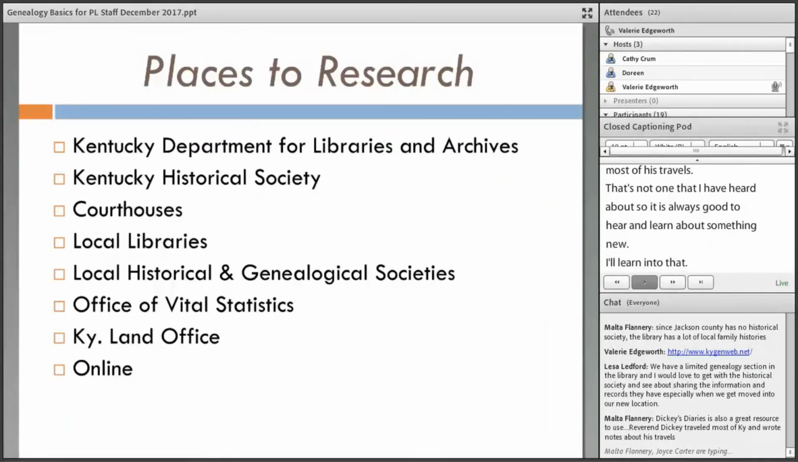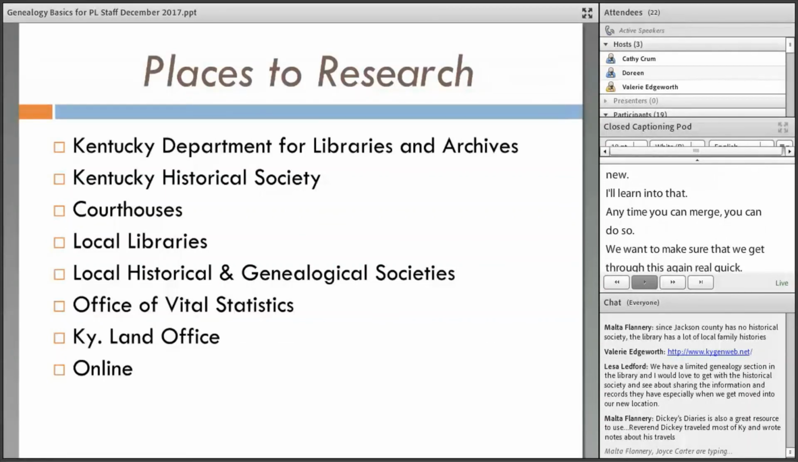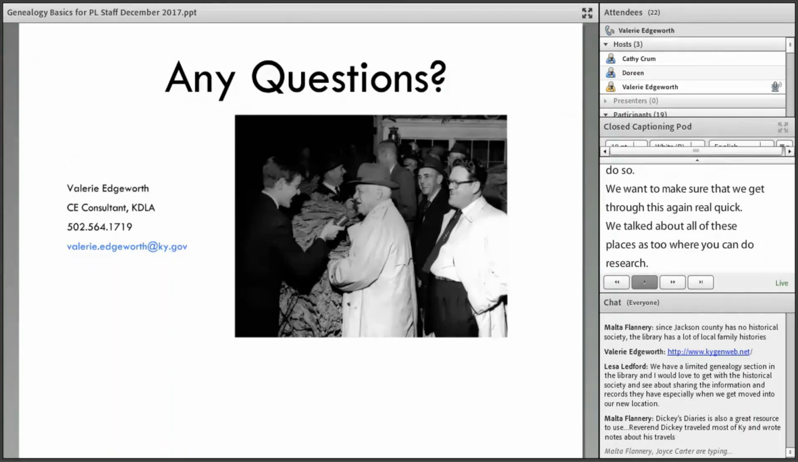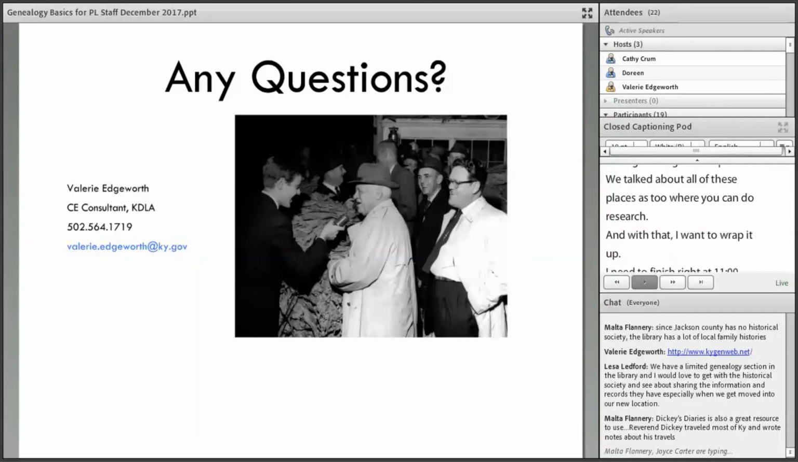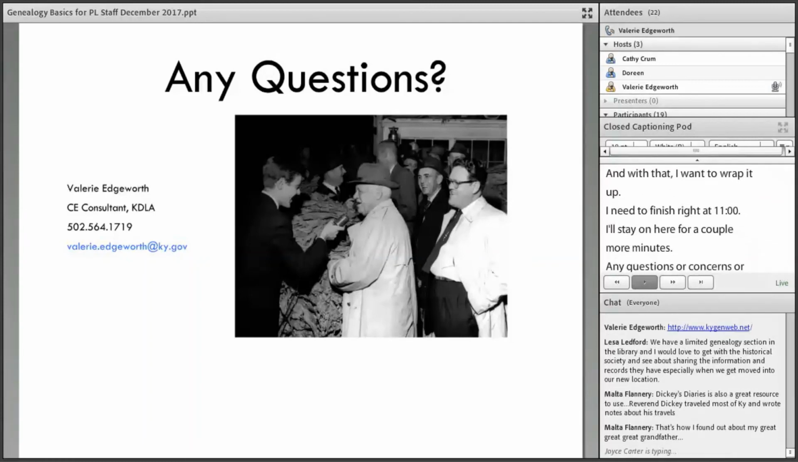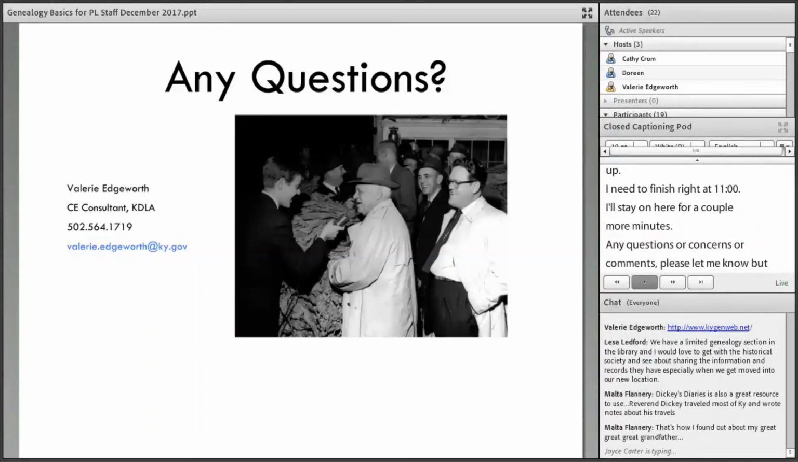Want to make sure we get through this all again real quick. We have talked about all of these places today as to where you can do research. And with that, I want to wrap it up. I do need to finish right at 11 o'clock. I'll stay on here for a couple more minutes. Any questions or concerns or comments, please let me know. But that does conclude our presentation today.